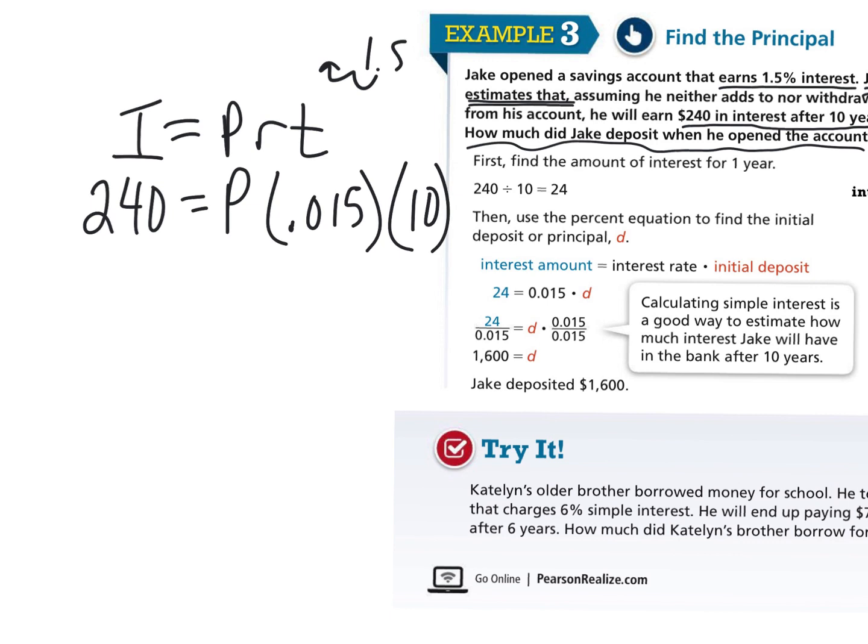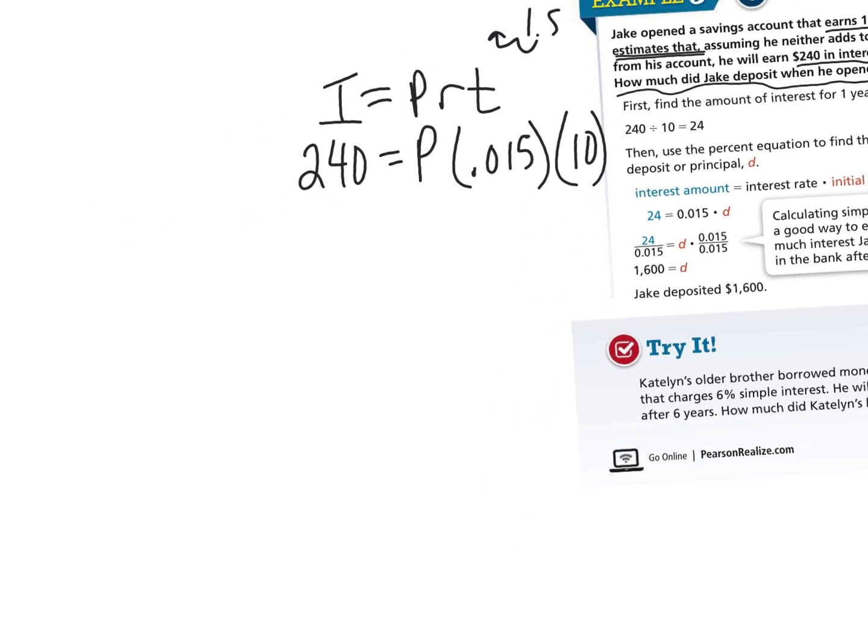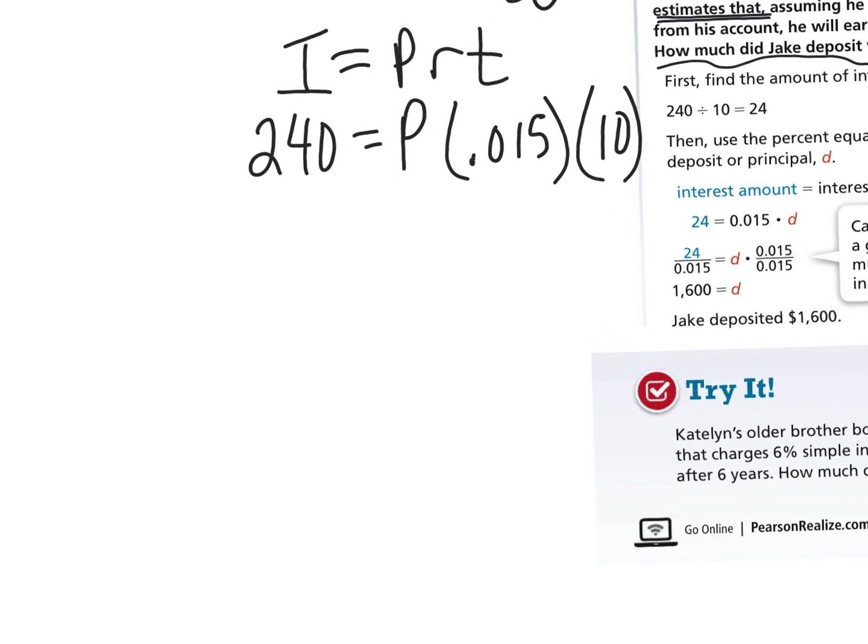Okay, so I think, to me anyway, and maybe it's just because this is how I learned to do these problems, there's more consistency with this because we're always using the same equation and we're not having to think about, oh, is this 10 years, is this 1 year? It just all goes into the same equation regardless.